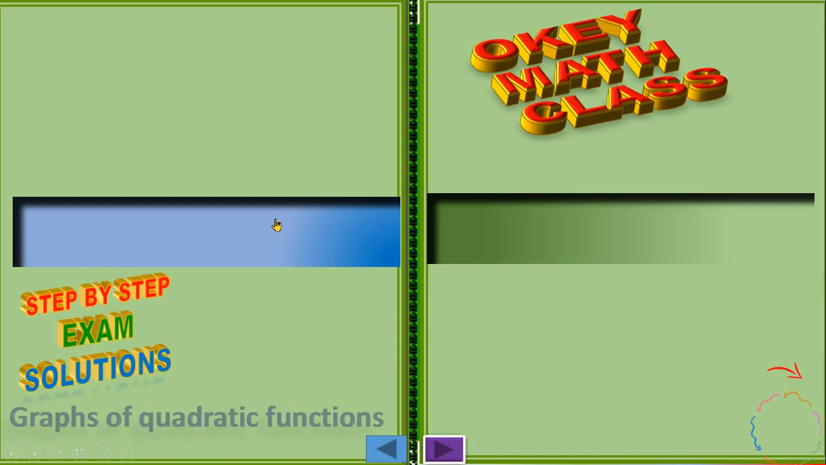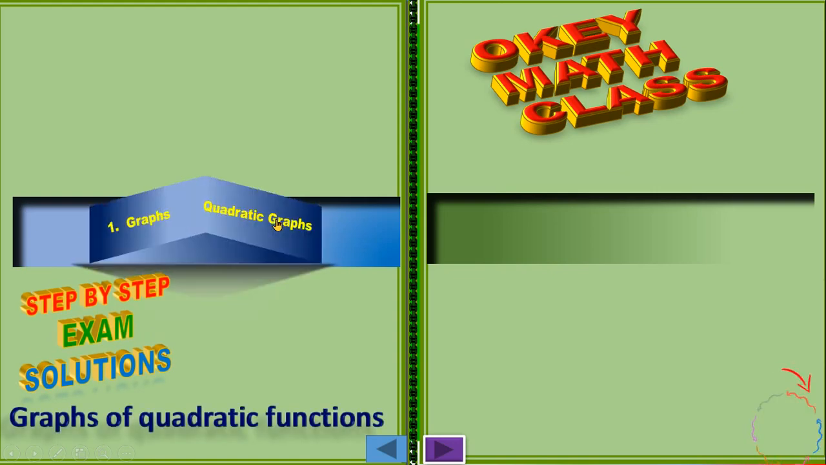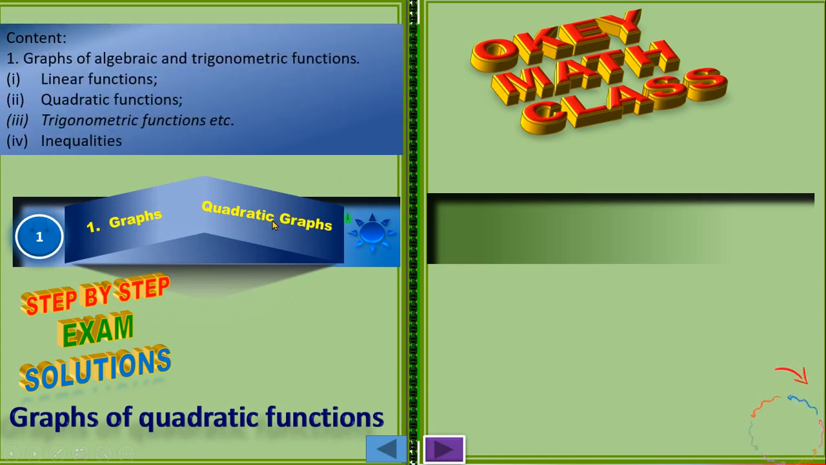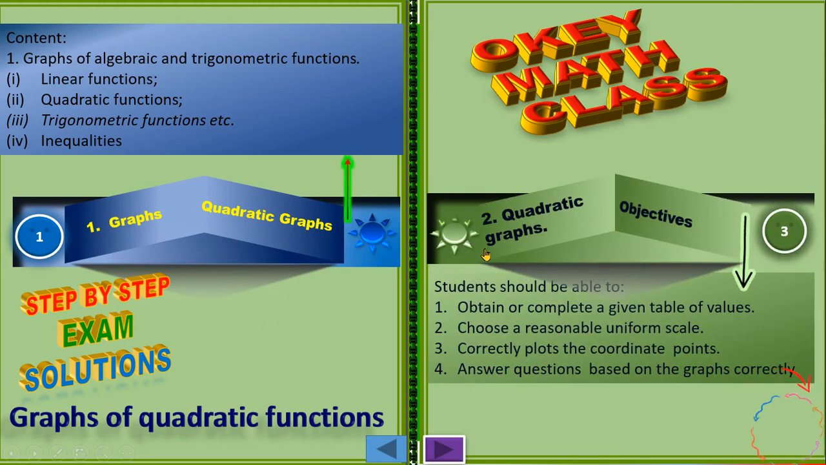Okay, maths class, step-by-step exam solution to graphs of quadratic functions. In this presentation, we'll be looking at graphs of functions: linear functions, quadratic functions, trigonometric functions, and inequalities. But in this particular presentation, we're looking at graphs of quadratic functions, and our objectives are: 1. Obtain or complete a given table of values. 2. Choose a reasonable uniform scale. 3. Correctly plot the coordinate points. 4. Answer questions based on the graphs correctly.